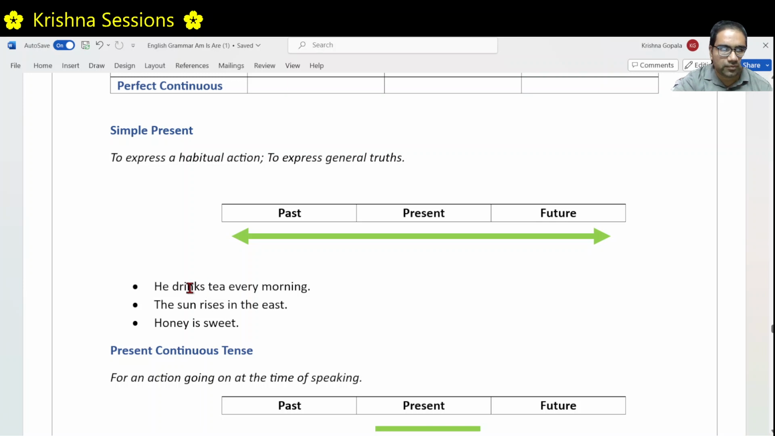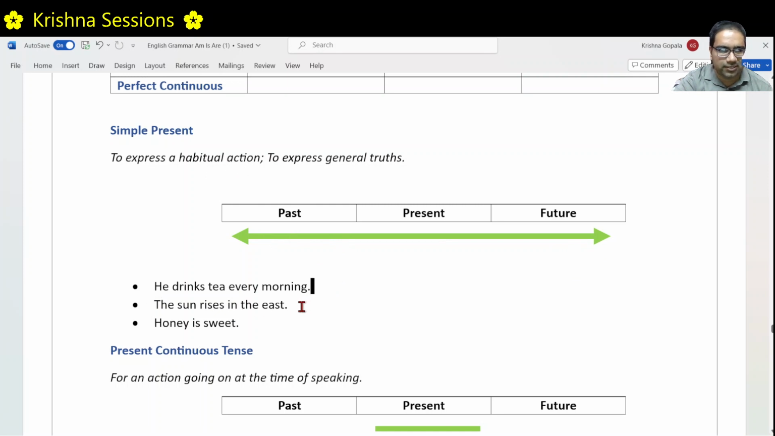He drinks. We say he drinks instead of drinking or drank. We are not saying he drank. He drank tea means it becomes past, or he is drinking tea means present continuous. That will come later. In this case, he drinks tea every morning. That means it's a habitual action and it is true all the time.